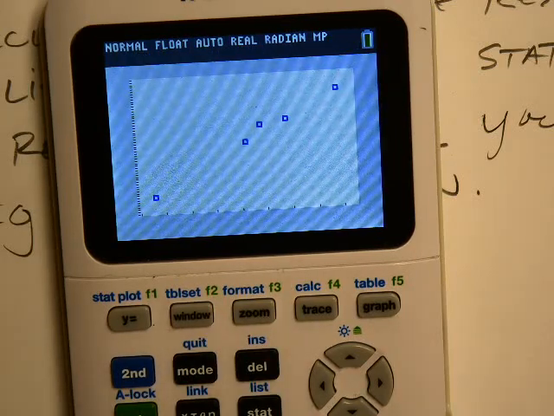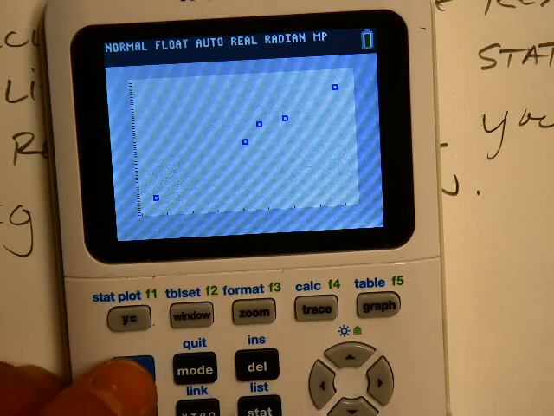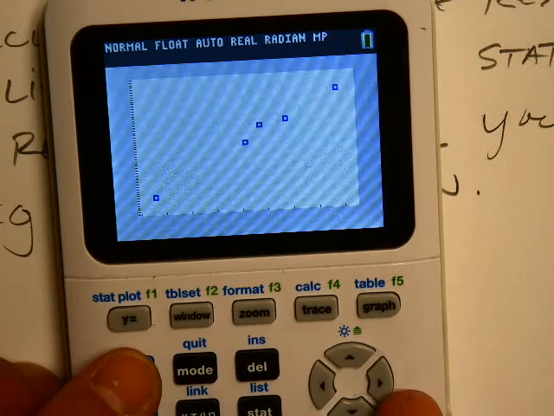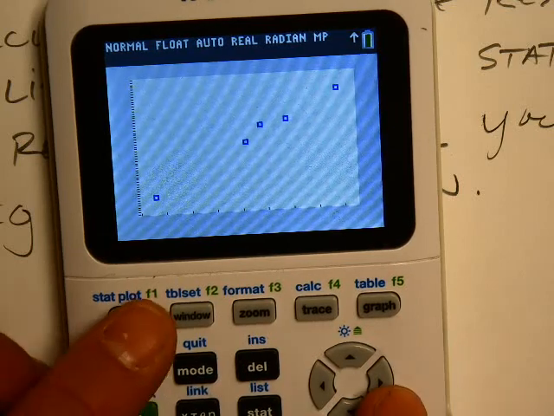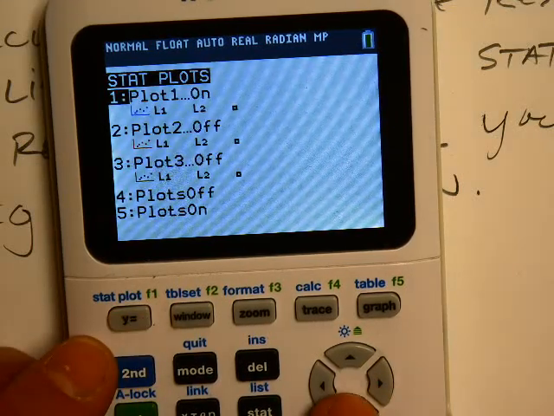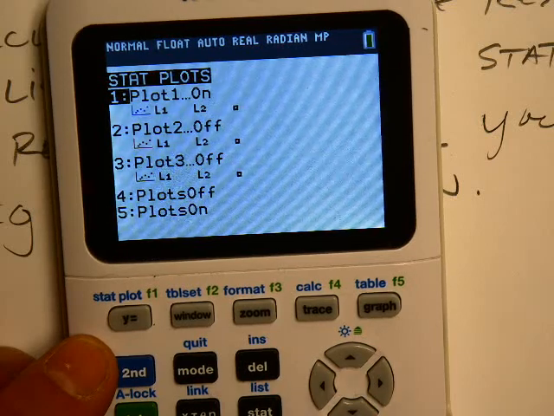So again, there's the data, the x and the y data. But we would like to graph the x and the y minus y hat data, the residual values. So to do that, we can choose our residual values.